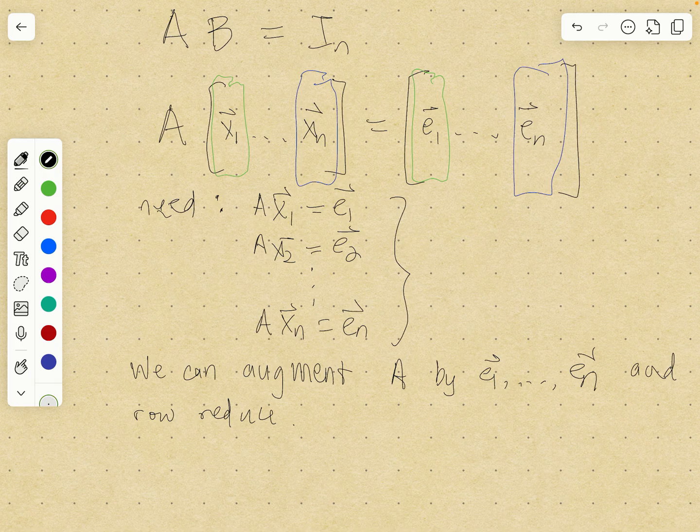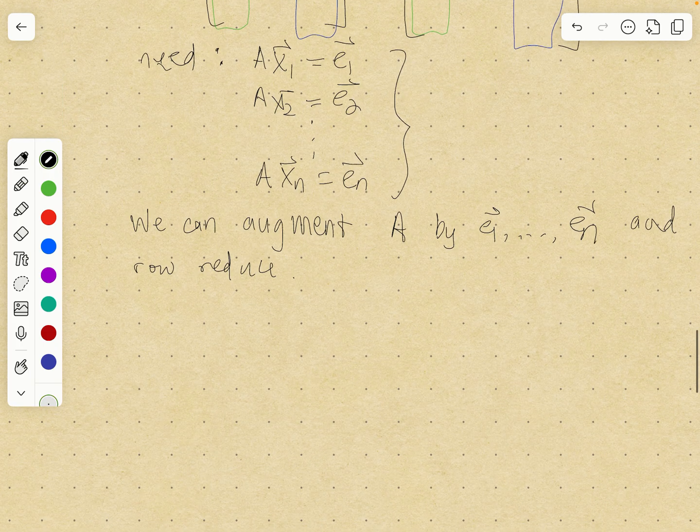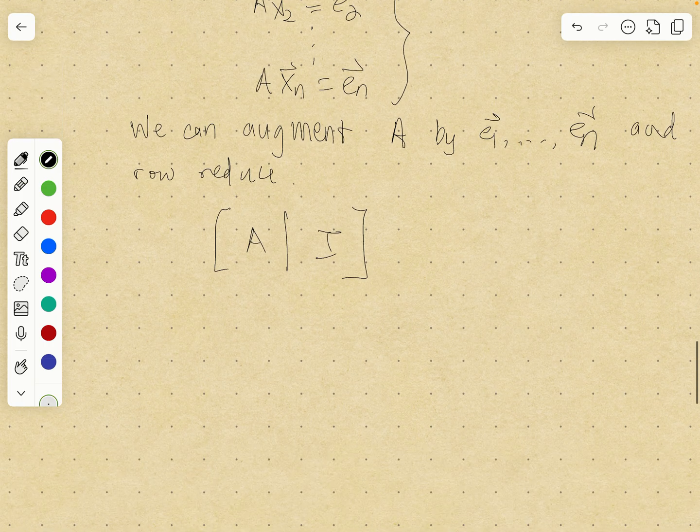So let's just look at an example. So basically what we do is we take our augmented matrix, which is formed by A and then the n by n identity matrix, I. So let's look at an example.